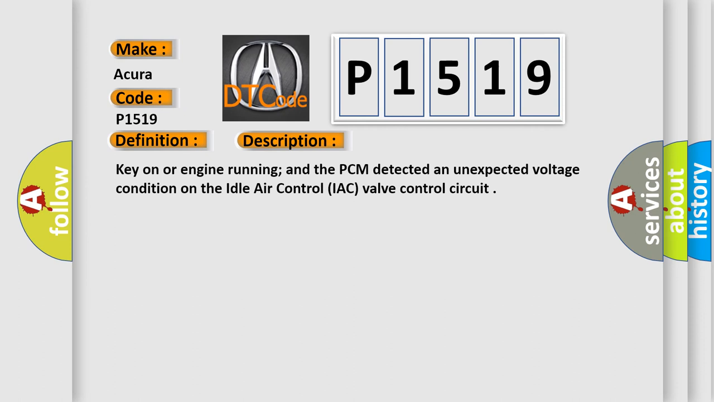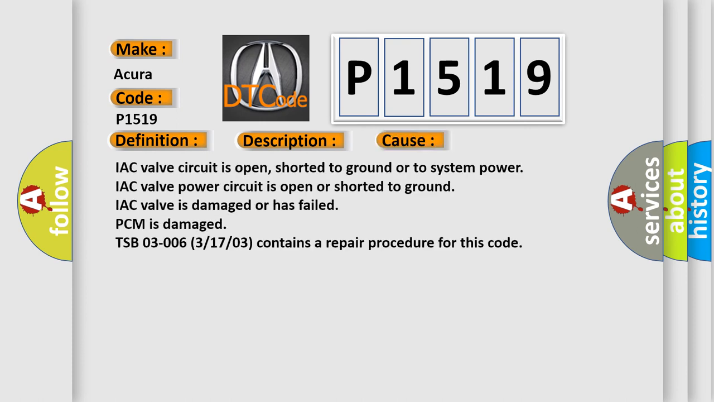Key on or engine running, and the PCM detected an unexpected voltage condition on the idle air control (IAC) valve control circuit. This diagnostic error occurs most often in these cases: IAC valve circuit is open, shorted to ground or to system power. IAC valve power circuit is open or shorted to ground. IAC valve is damaged or has failed. PCM is damaged. TSB 03-006-31703 contains a repair procedure for this code.